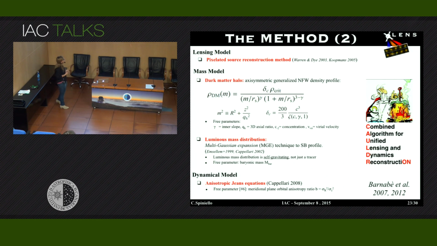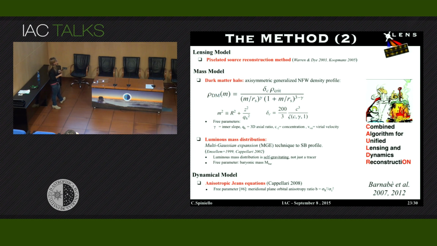Then obviously we need some mass modeling and dynamical modeling. For the dark matter halo, we use an axisymmetric generalized Navarro-Frenk-White density profile, as you can see. There are so many free parameters in the models, but we can deal with them, and the model is really, really robust. For the luminous mass distribution, this allows you to get the total mass, but we want to have also the stellar mass, and that's the real novelty of this method, which was presented in Barnabè 2007 and then updated in Barnabè 2012.